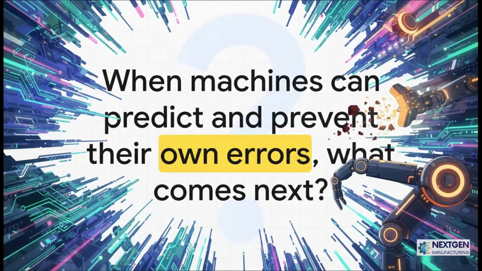Which brings us to one final fascinating thought. We started this whole journey by just trying to measure and control these invisible variations. We've now reached a point where machines can predict and prevent their own mistakes in real time. So it really makes you wonder, what does manufacturing even look like when the very concept of a defect becomes a thing of the past?